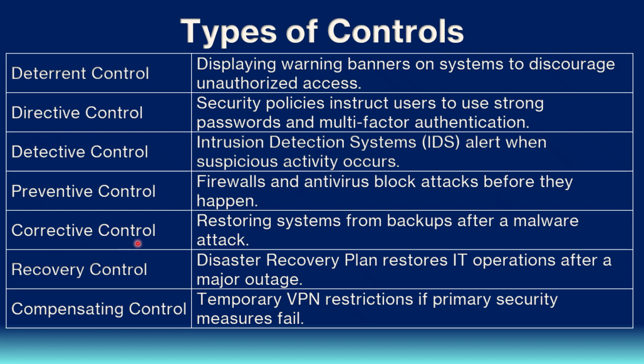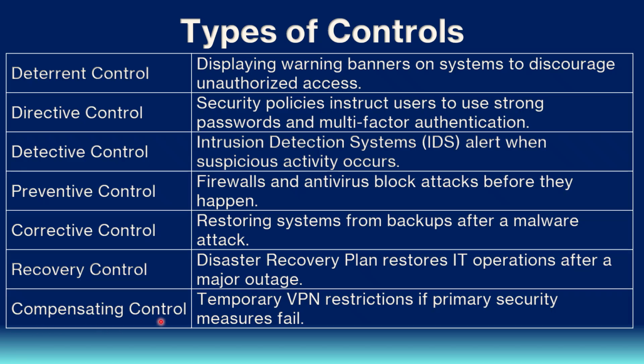Corrective control. Let's say something goes wrong, the breach happened. So restoring systems from backups after an attack, that is a corrective control. Next is recovery control. A disaster recovery plan restores the IT operations after a major outage, bringing everything back to normal as soon as possible. That is a recovery control.